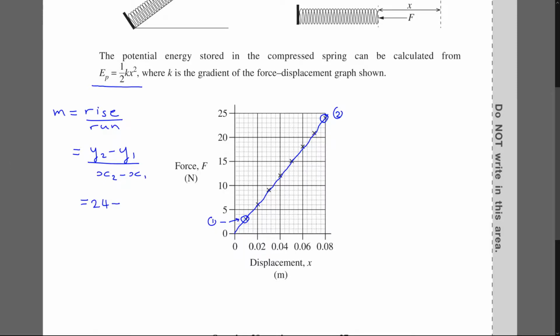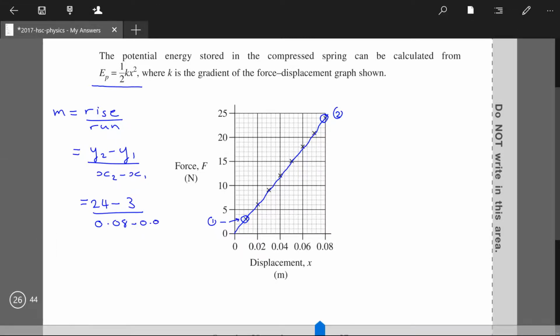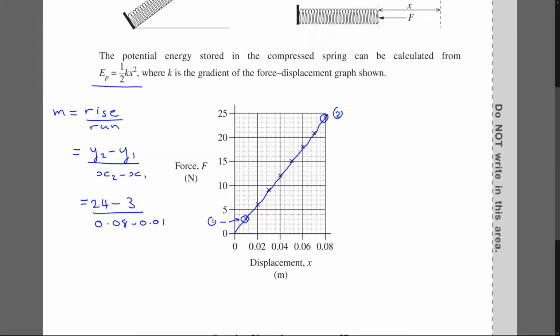24 minus 3 divided by values x2 and x1. So the x coordinate of point 2 is 0.08. And the x coordinate of point 1 is 0.01. So that equals 24 minus 3, which is 21, divided by 0.07, which equals 300. So we can say that k, which is the gradient of this line, which we just found, equals 300.